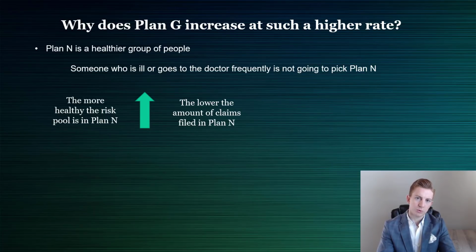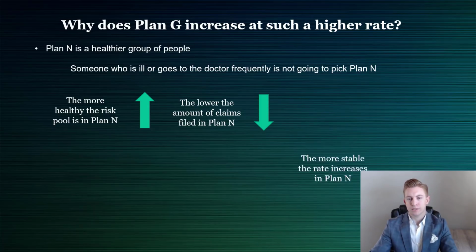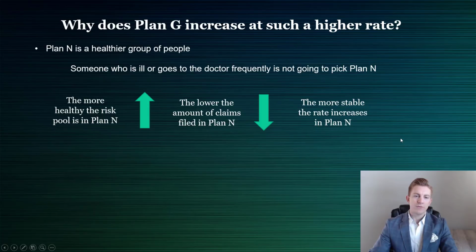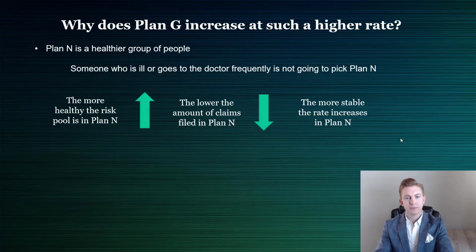The healthier the risk pool, the lower the amount of claims that get filed within that plan, which creates more stable rate increases. If you just compare the amount of claims that are coming in to the premiums being received, if that balances out or is close to balancing out, that's where you'll find more stable rate increases in the Plan N because it's a healthier pool.